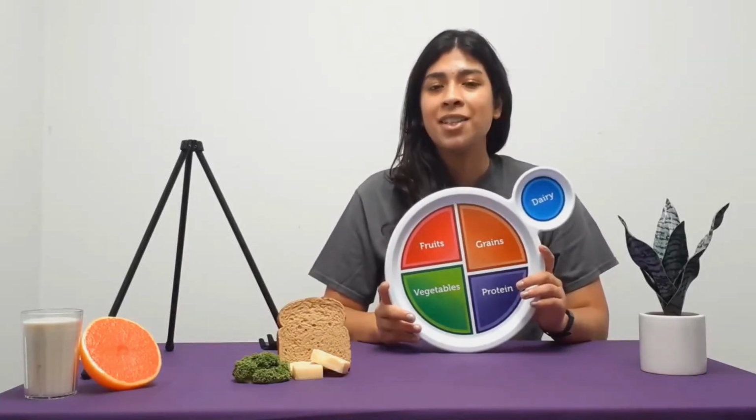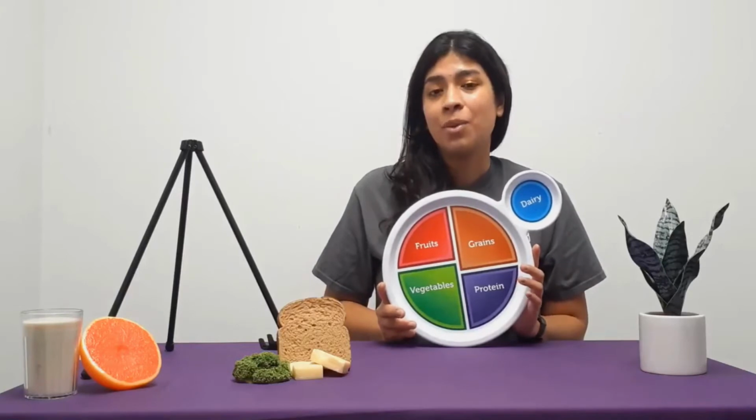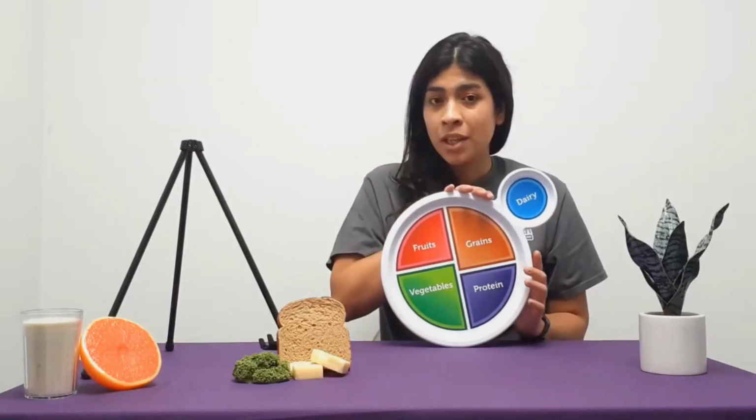It serves as a quick visual example that reminds us of which food groups we should aim to include in each of our meals. As you can see on our plate, we should aim to include each of the 5 food groups: our fruits, our vegetables, grains, protein, and our dairy.